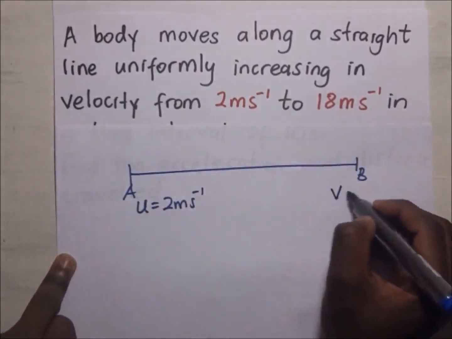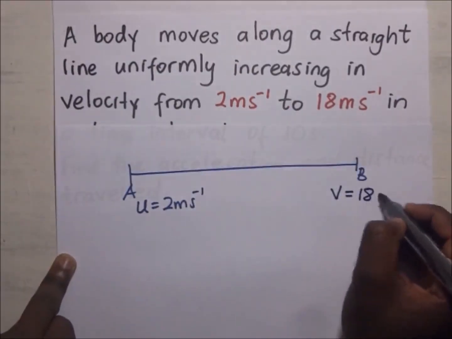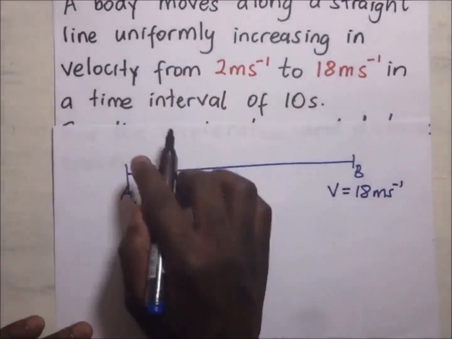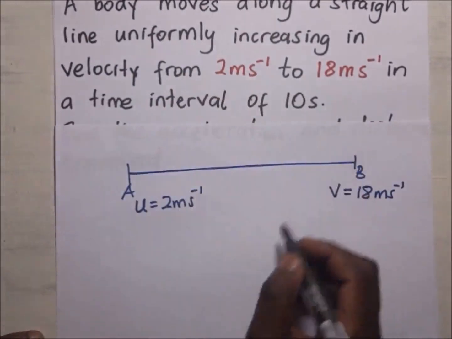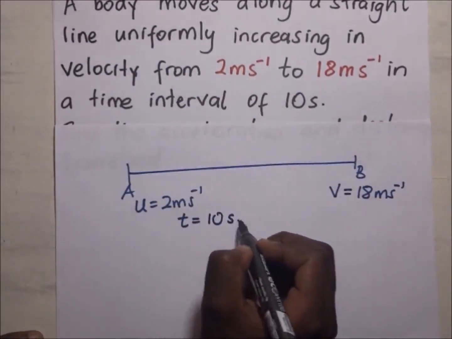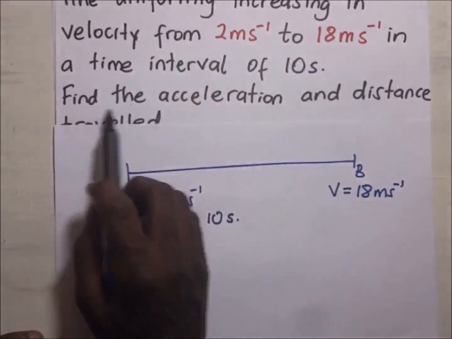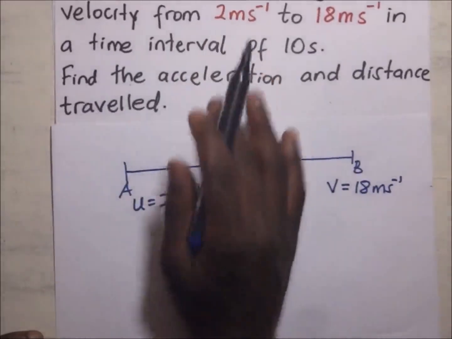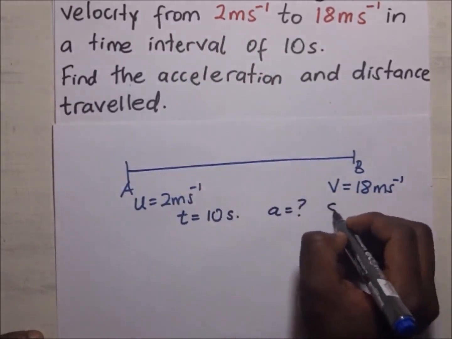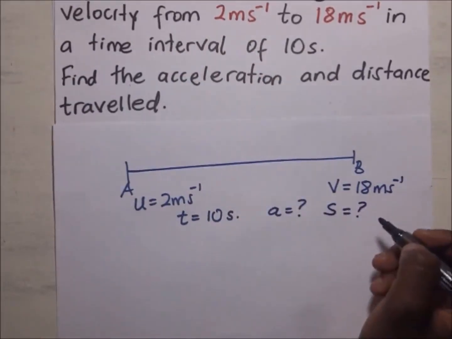So meaning that its final velocity V is going to be equal to 18 meters per second. And it is moving in a time interval of 10 seconds. So meaning that the time it's going to take is 10 seconds. Here we will be required to find the acceleration and the distance traveled.